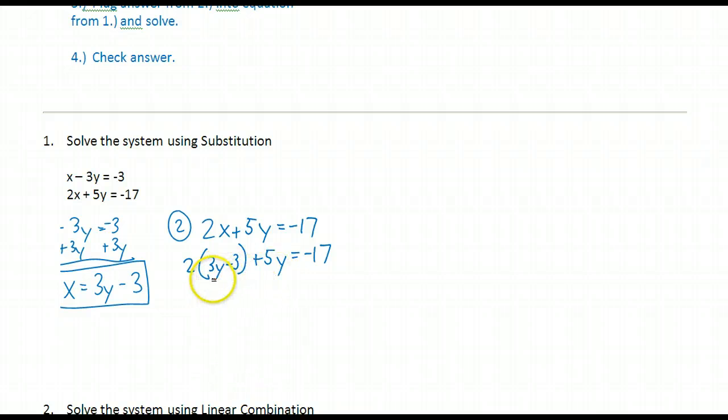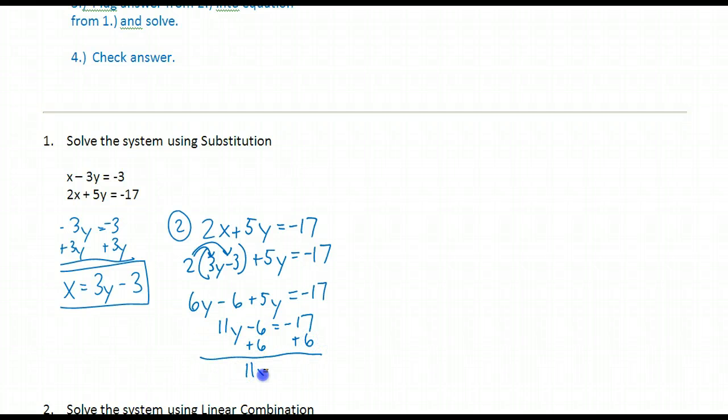Now if you notice, when I replace x with what it equals, I don't have x in my equation anymore. I only have y. So I can solve this equation now for y. I'm going to start by distributing the 2, collecting my like terms, and solving. So I know that y equals -1.